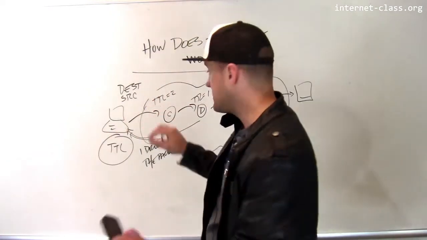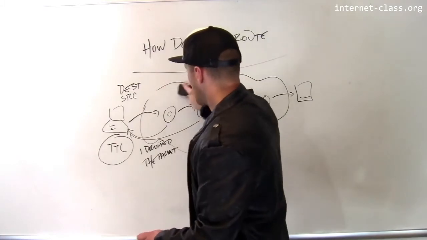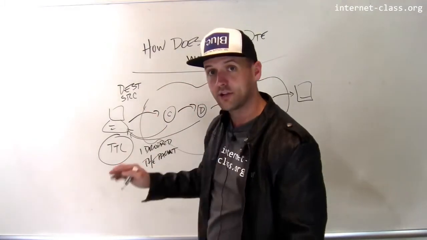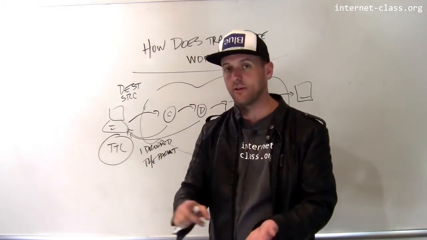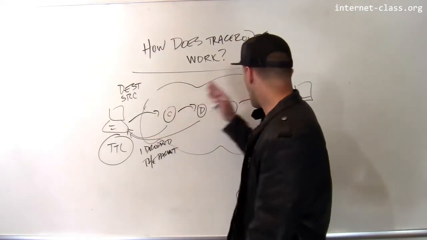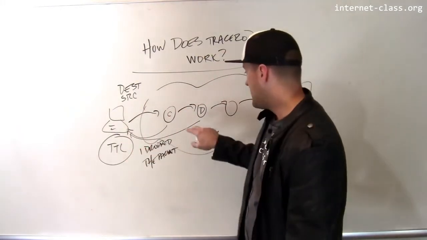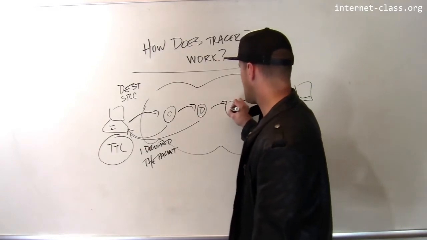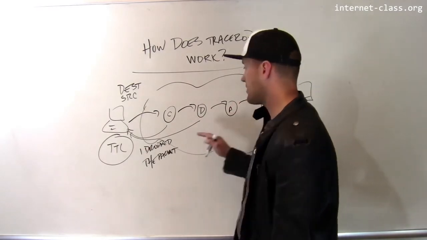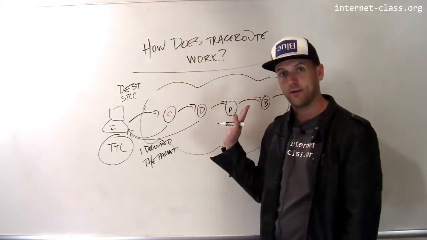And traceroute just continues to do this, sending packets toward the destination with incrementally increasing time to live, 1, 2, 3, 4, all the way until it reaches the destination. And in doing so, it can identify potentially all of the routers that are used along a particular routing path.